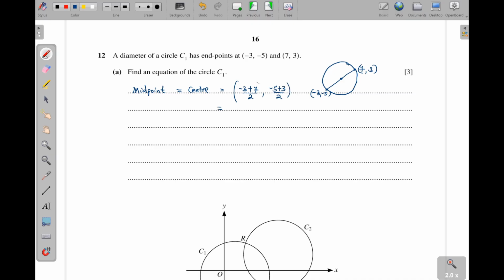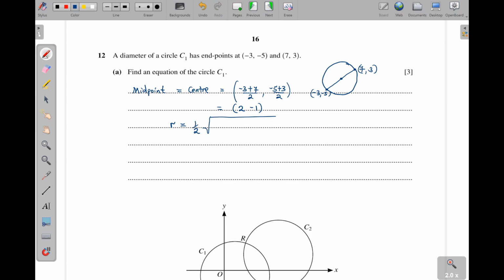So what do we get here? 7 minus 3, that is a 4, divided by 2, that will be a 2. And then this will be a -2, divided by 2, that will be a -1. Now we need to find the radius. So radius, I can use any of these 2 points. So I can use this one and this one, or this and this, or I can find the length of the diameter, okay? This and this, then I divide it by 2. So whichever way you want. So the radius is going to be a half, okay?